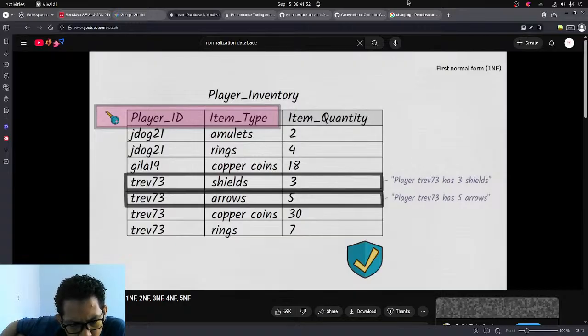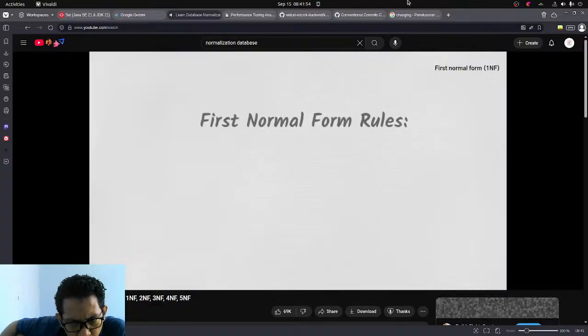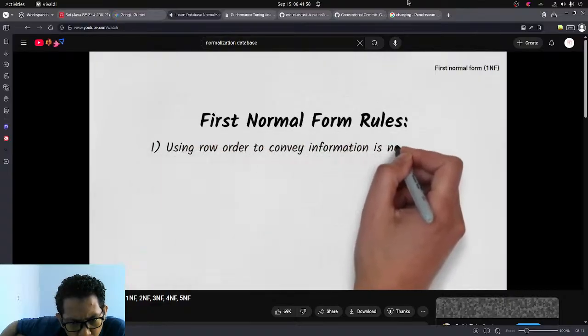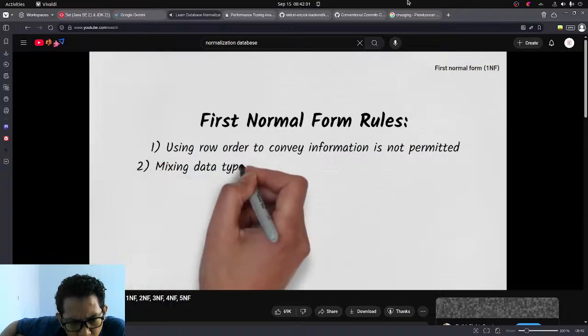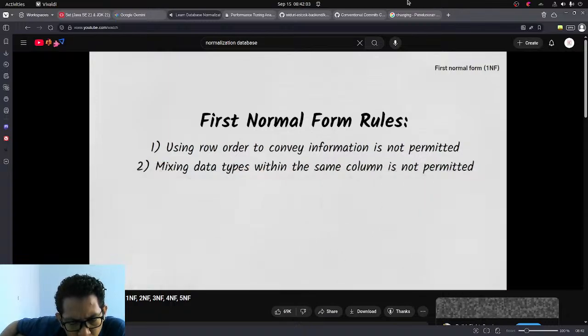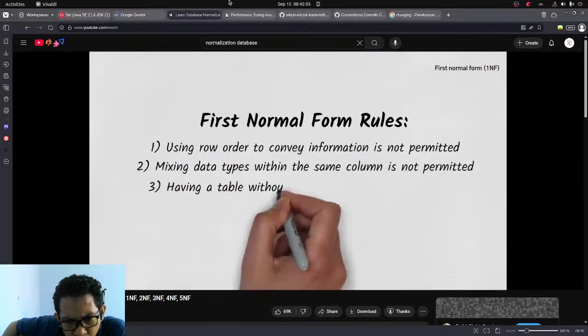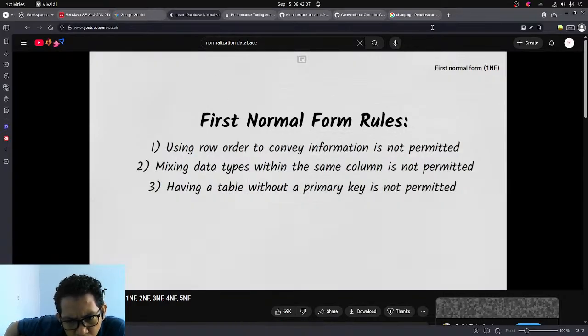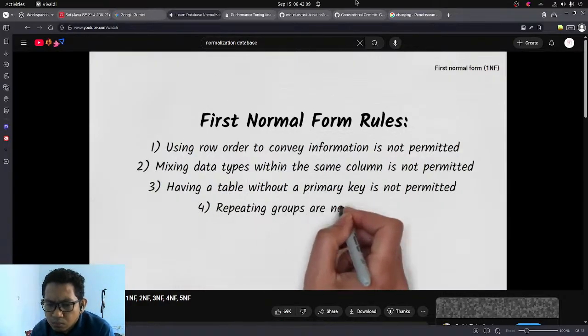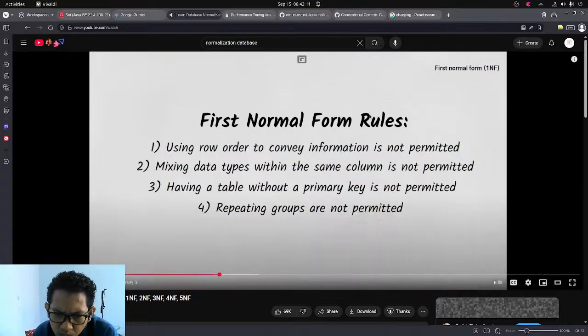So let's review what we know about first normal form. Number 1, using row order to convey information is not permitted. Number 2, mixing data types within the same column is not permitted. Number 3, having a table without a primary key is not permitted. And number 4, repeating groups are not permitted.